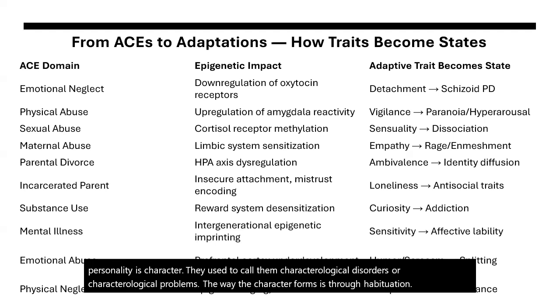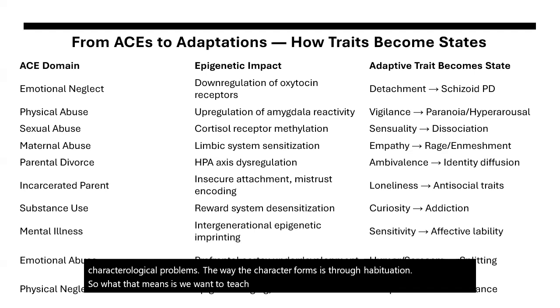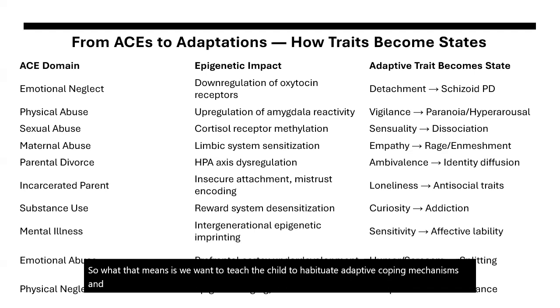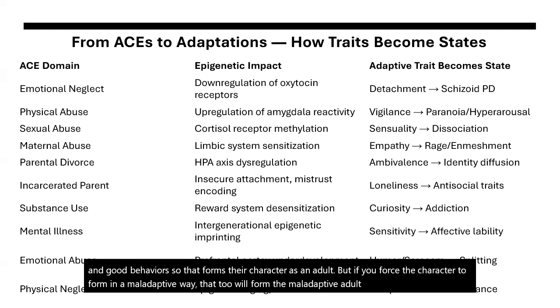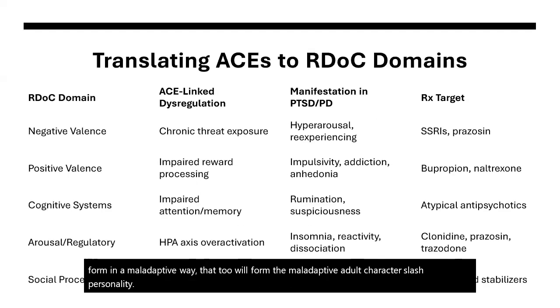So what that means is we want to teach the child to habituate adaptive coping mechanisms and good behaviors so that forms their character as an adult. But if you force the character to form in a maladaptive way, that too will form the maladaptive adult character/personality. So how does this translate?